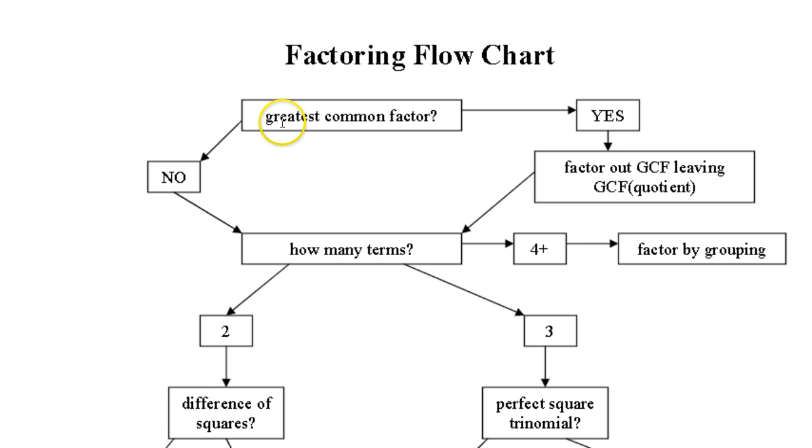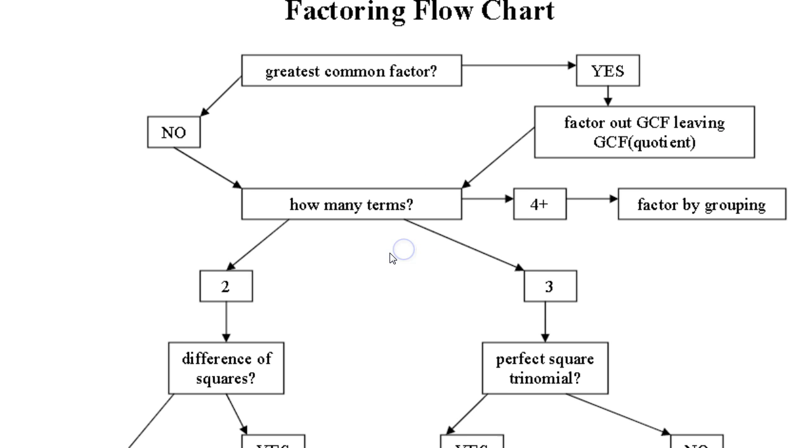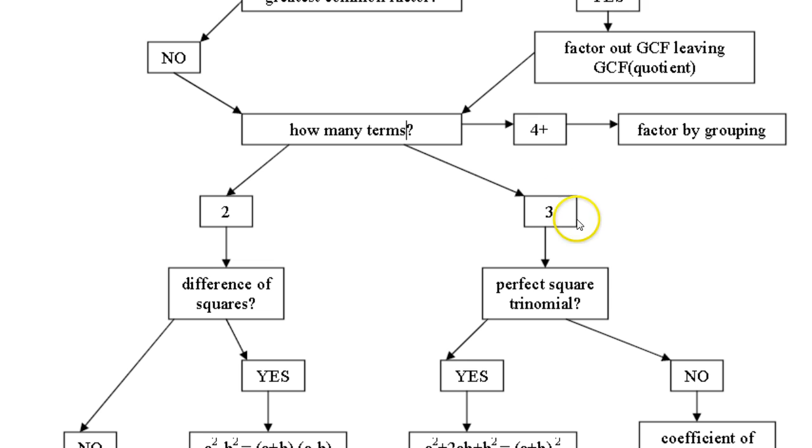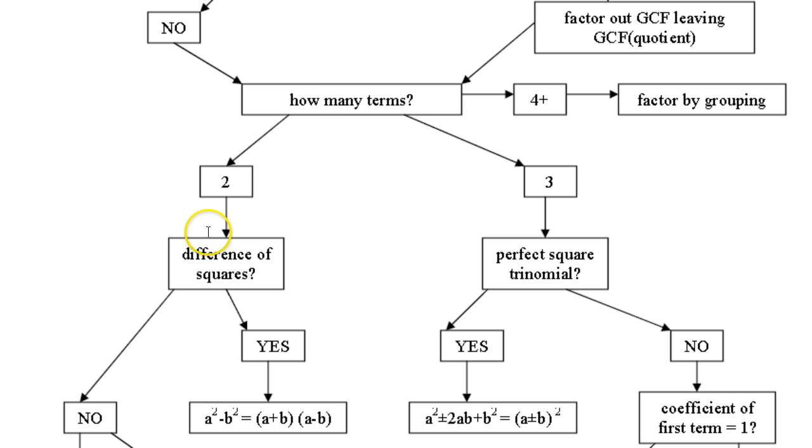Okay, so the first thing you always look for is greatest common factor. If you have none, you go next to how many terms. If there is a greatest common factor, you factor that out, and that's going to be part of your answer, so don't forget about that. Okay, then you go to how many terms. All right, now if you have 2, 3, or 4, you're going to be doing different paths. If you have 4 or more, you're probably going to be factoring by grouping, like what you did in Algebra 1. If you have 2, you're going to be doing it one of 2 ways.